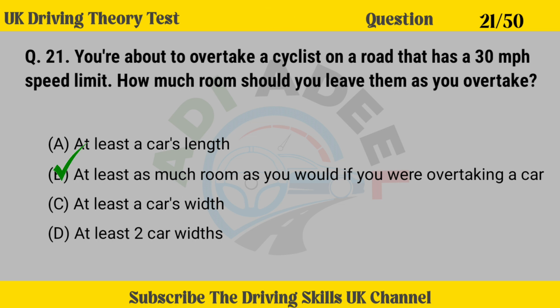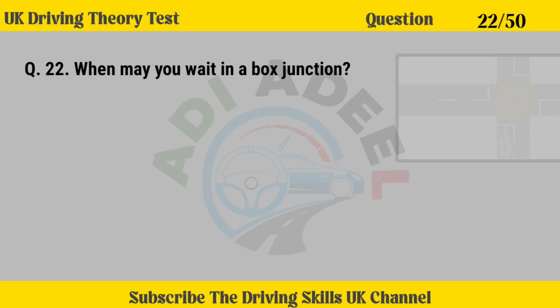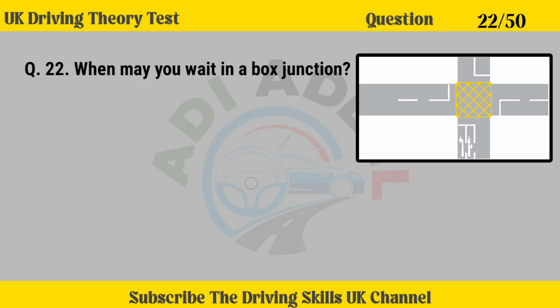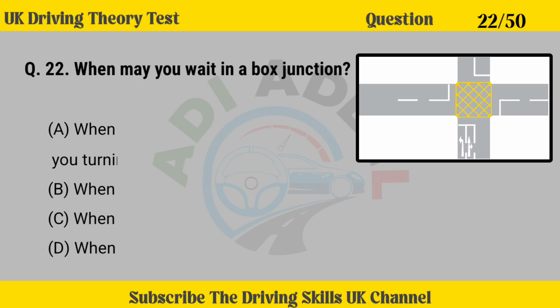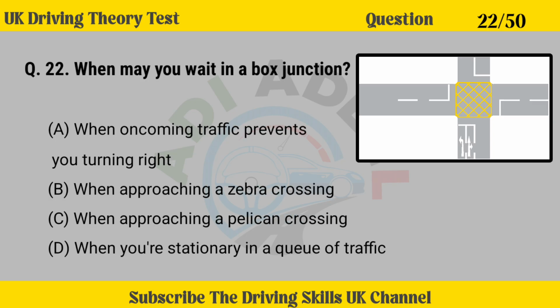The right answer is B. At least as much room as you would if you were overtaking a car. Question 22. When may you wait in a box junction? A. When oncoming traffic prevents you turning right. B. When approaching a zebra crossing. C. When approaching a pelican crossing. D. When you're stationary in a queue of traffic.